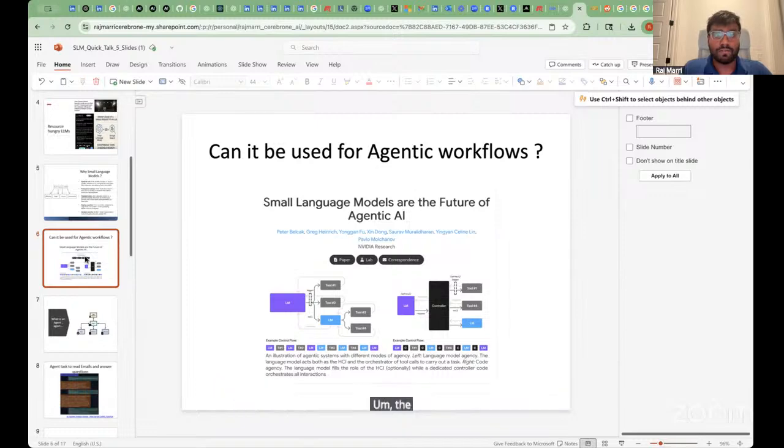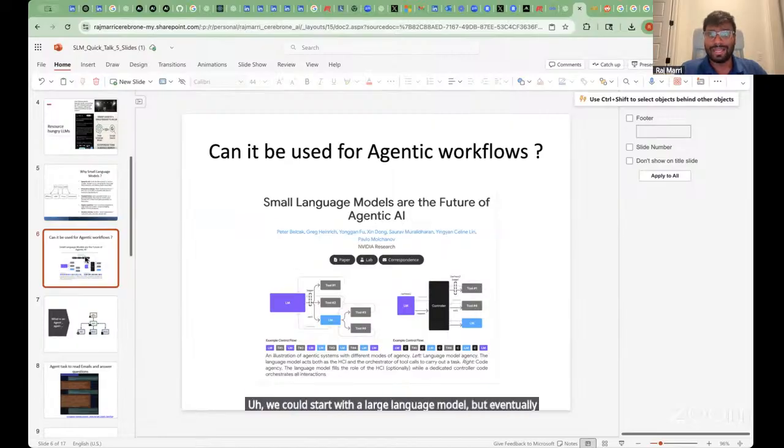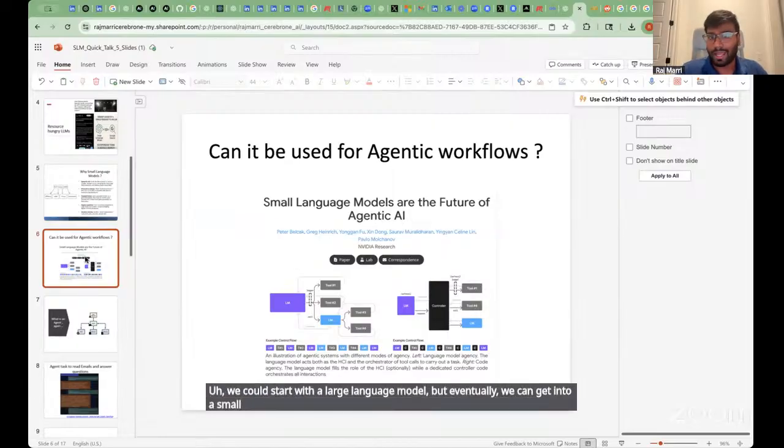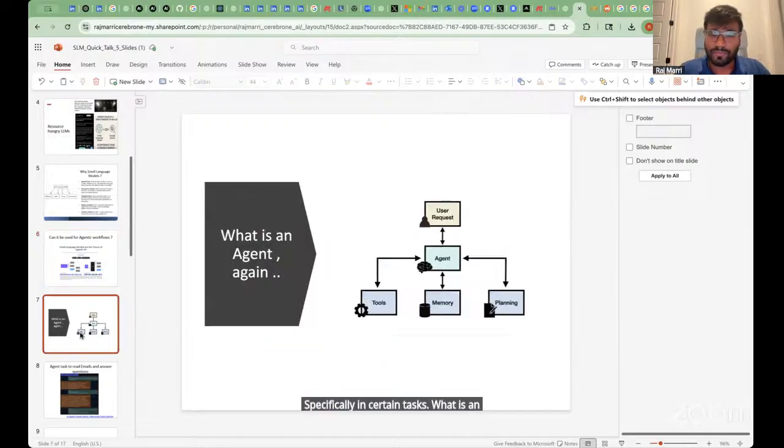The reason is when we develop agentic workflows, we start with large language models, but it doesn't have to be large language models that we are repeatedly using. We could start with a large language model, but eventually we can get into a small language model by collecting enough data, by using the inference output from a large language model to train a small language model specifically for certain tasks. What is an agent? What are these agentic workflows? I just want to refresh, maybe if someone is really new to agents.